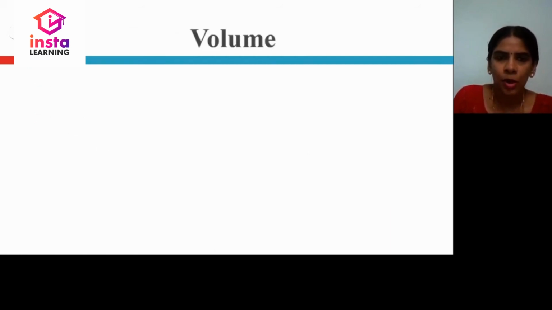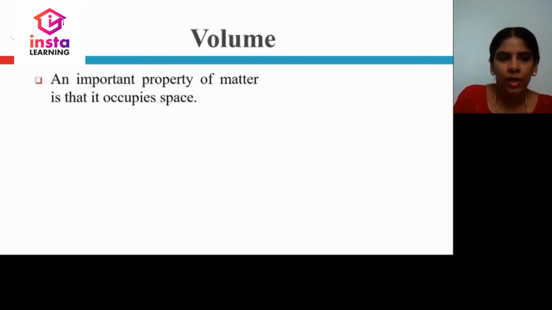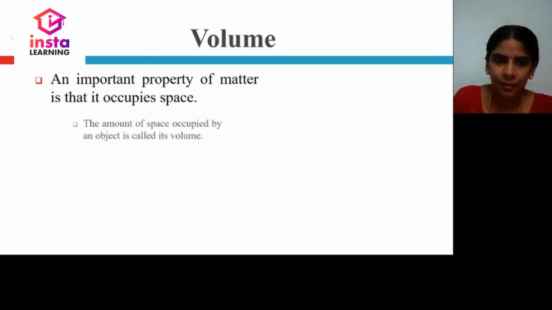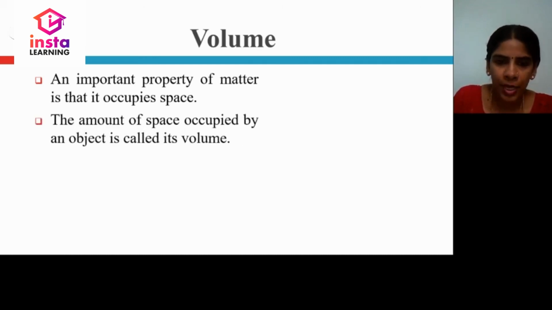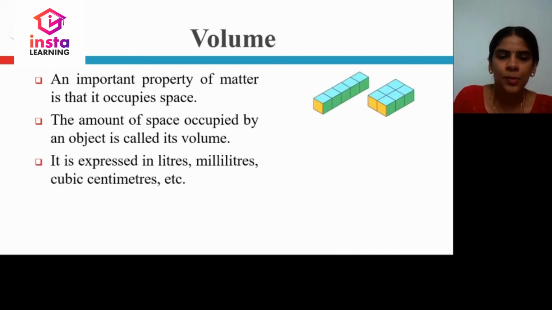Let us discuss volume. An important property of matter is that it occupies space. The amount of space occupied by an object is called its volume. It is expressed in liters, milliliters, cubic centimeters, etc.